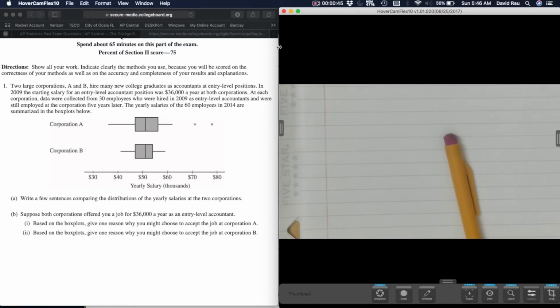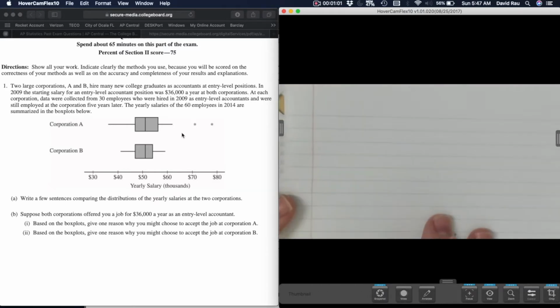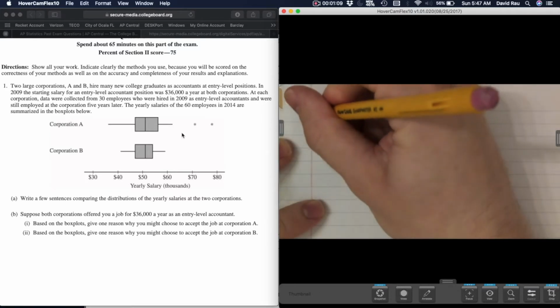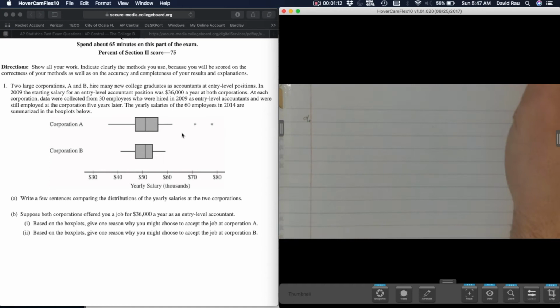Now again, here's the thing about these box plots. What they're saying is, what are the salaries 5 years later of the employees who all started at 36,000? Okay, so that'll be important to keep in mind. So for A, write a few sentences comparing the distribution. Whenever you compare distributions, you need to talk about the center, the spread, the possible, well, we can't really see gaps here, possible outliers, things like that.